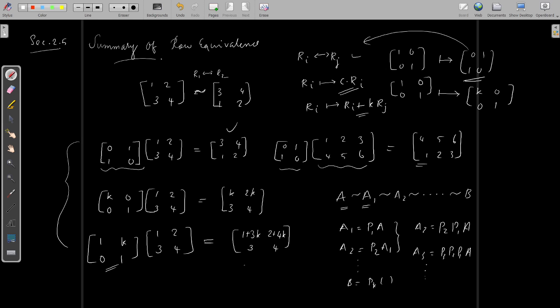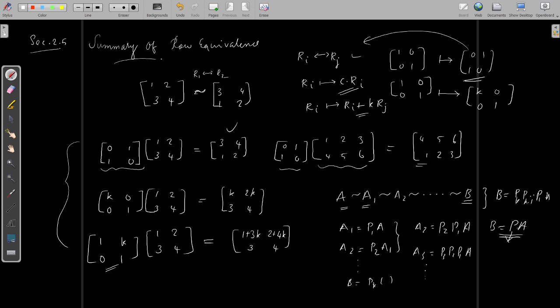Finally, B is the equivalent matrix corresponding to A. Then this B can be written as Pk times Pk minus 1 times, etc., P1 times A, or you can write it as some P times A. So this is the connection between two equivalent matrices. If A and B are equivalent, or this B is obtained by performing a number of row transformations from A, you can say that B can be written as P times A. What are the features of this P?